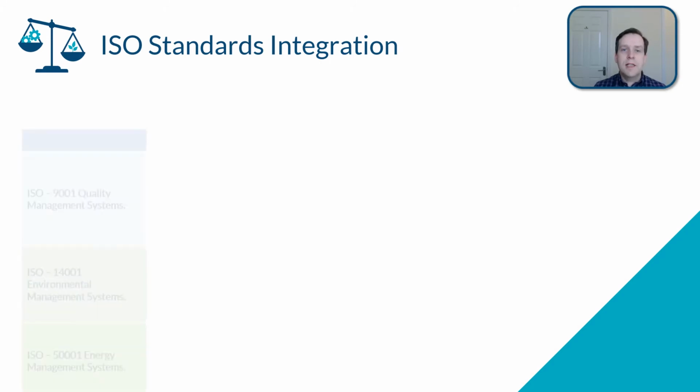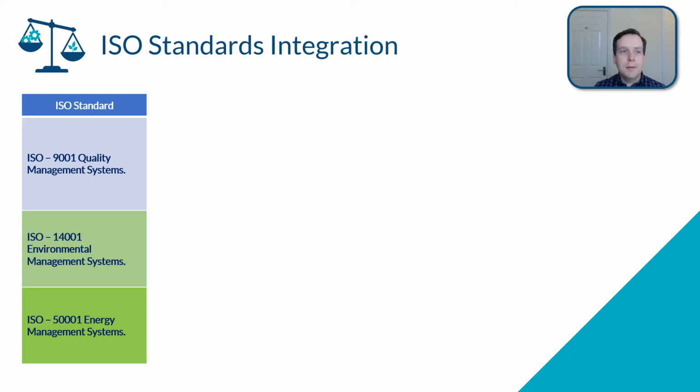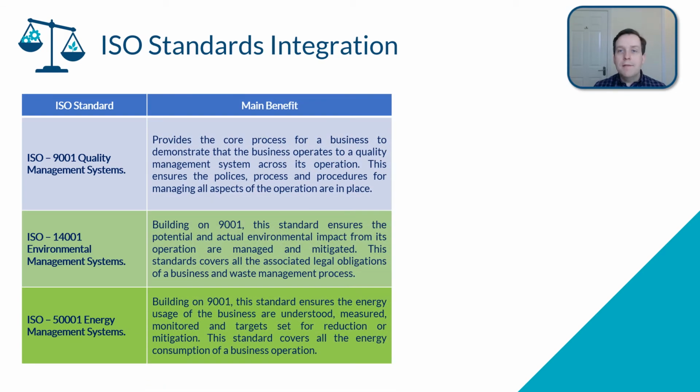So in terms of ISO standards integration, I've described the 3 standards, 9001, 14001 and 50001. So main benefits of implementation: 9001 provides the core processes that a business needs to demonstrate they have an effective management system. ISO 14001 ensures that the potential and actual environmental impacts of the business are understood. And 50001 ensures the energy usage of the business is understood, measured, monitored, and target set for reduction.